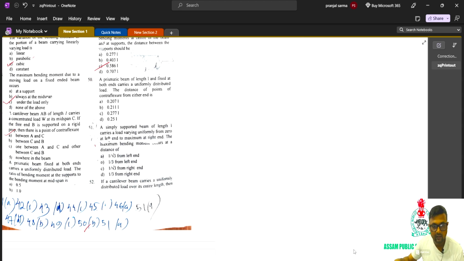Right. Now let us solve question number 41. A simply supported beam of length L carries a load varying uniformly from 0 at the left hand to the maximum at the right hand. The maximum bending moment occurs at a distance of. So here, this is point A, this is point B. Here W kilonewton per meter. So what is the maximum bending moment?